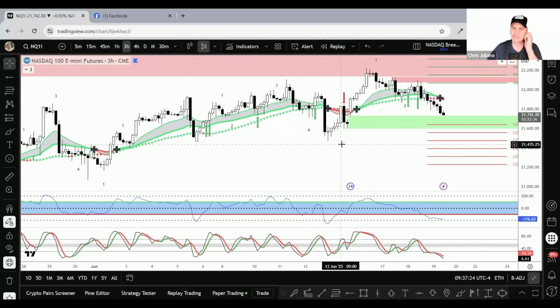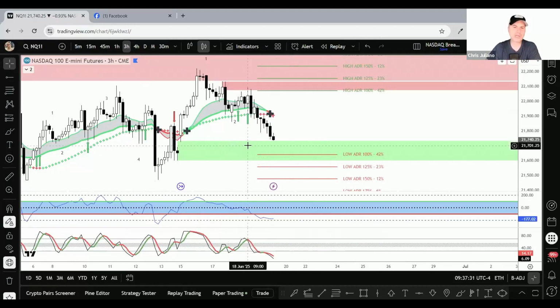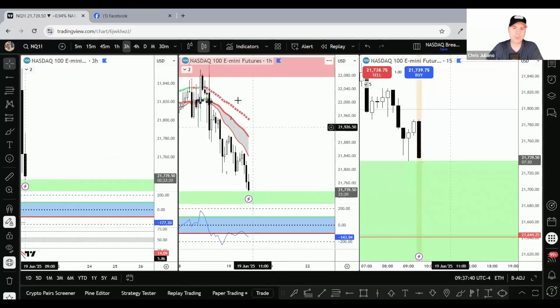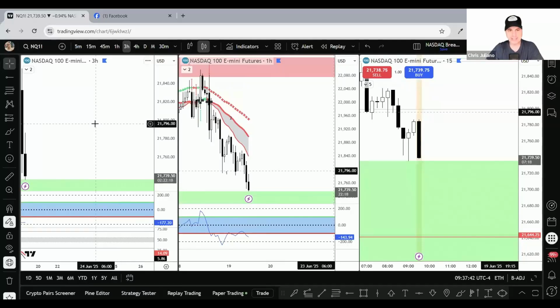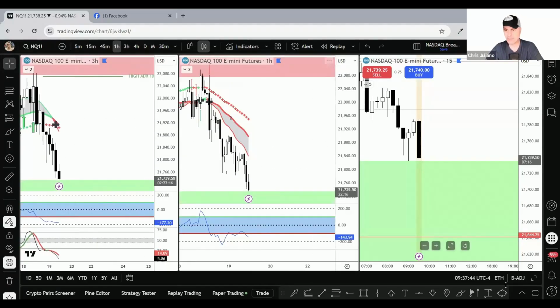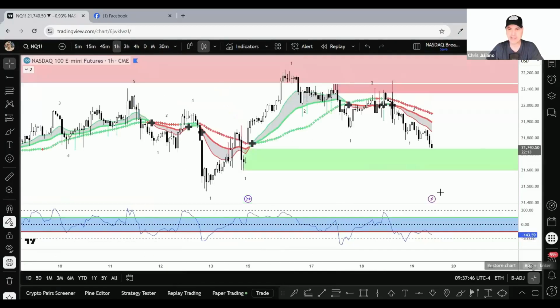Until it completely fails. So the context of the 3-hour chart, it's all down, right? It's all downhill. Momentum and trend working together. That's what you want. The 1-hour chart is our trending time frame.